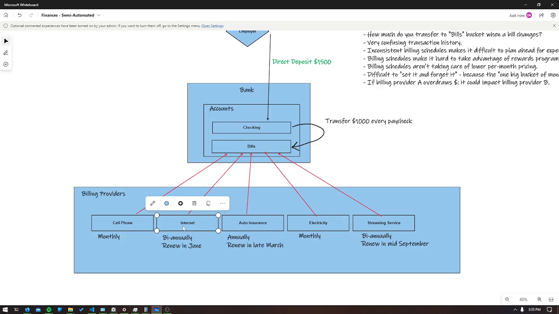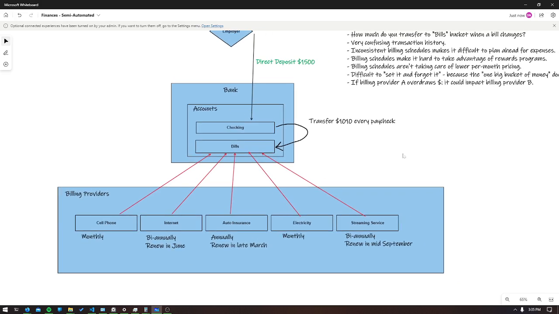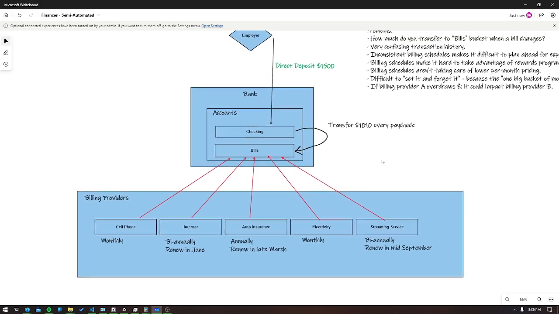Or it's going up $50 a year. So what do you do here? Well, you have to increase this. If you're doing $50 a year, let's do $10 a month, that's easier for the math. So you have to change this to $1,010 to account for that increase in the cost here. Right, so that's easy enough.